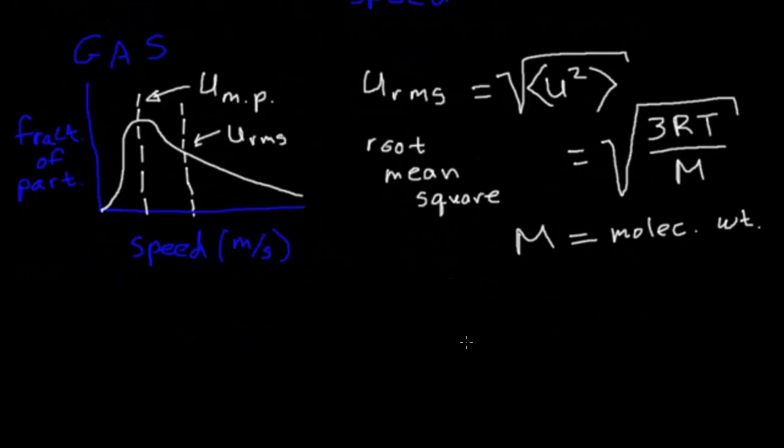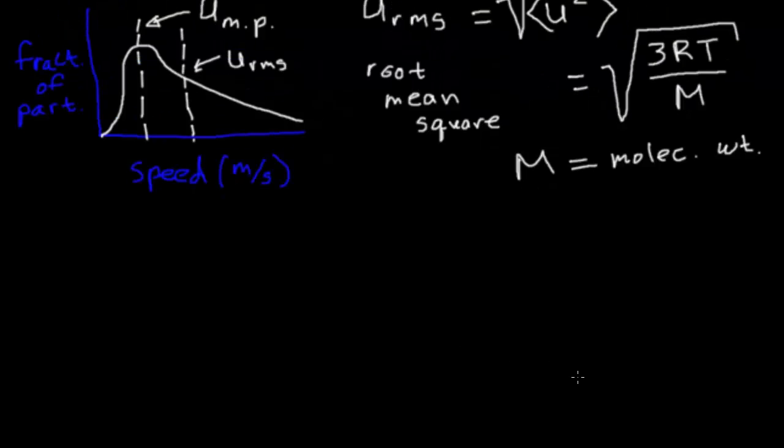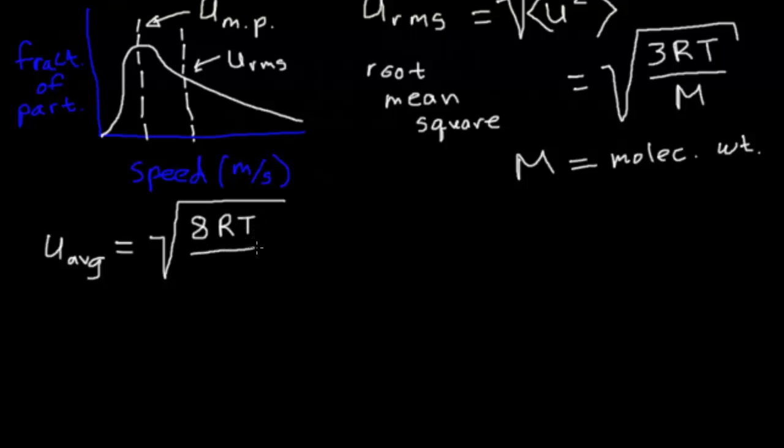So you may be interested in knowing where these other terms, the most probable speed and an average speed, come from. So let's write those down as well. So here are 2 more formulas. So U average. So this is the average speed calculated in the way that you know how to calculate an average. So U average, it turns out, is equal to the square root of 8RT divided by pi, that's 3.14, times the molecular weight again. All right, so there's another equation for the average.